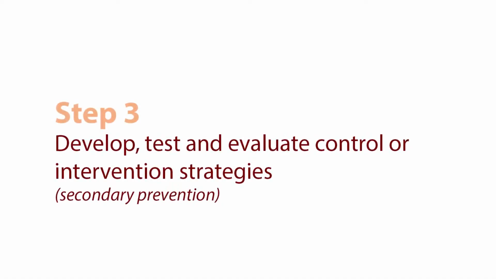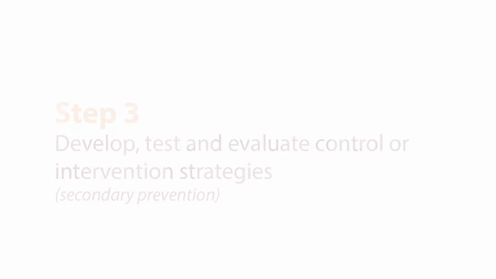A third step involves developing, testing, and evaluating control or intervention strategies. Prevention strategies are implemented in at-risk communities and control or intervention programs in communities that are already affected by the problem. So this is sometimes referred to as secondary prevention or control. This step also involves the evaluation of the program. And of course, this is very important to determine how effective it is and if it should be replicated.